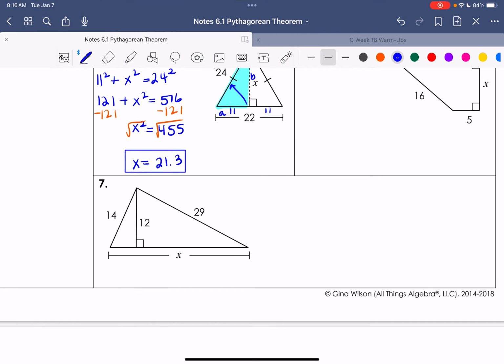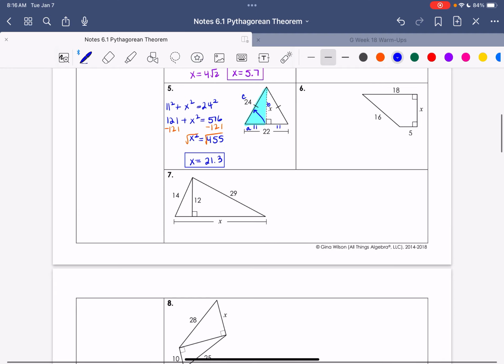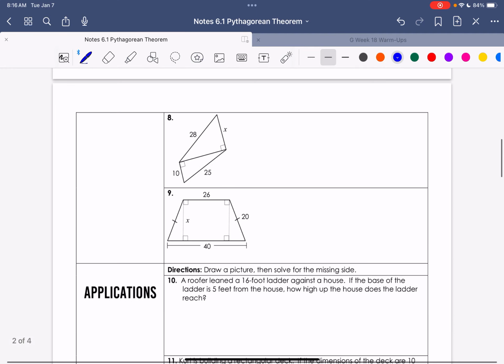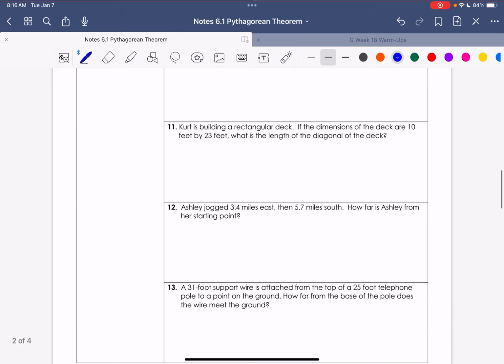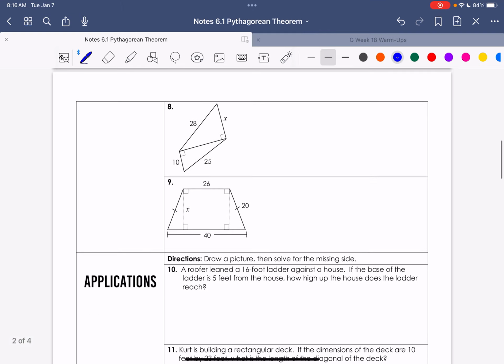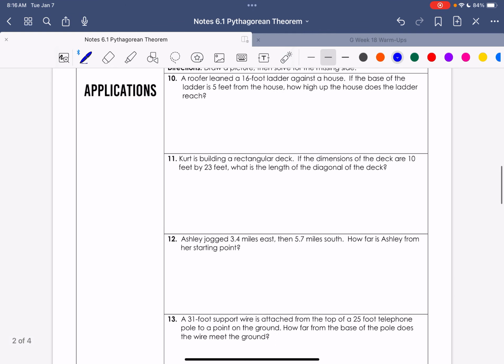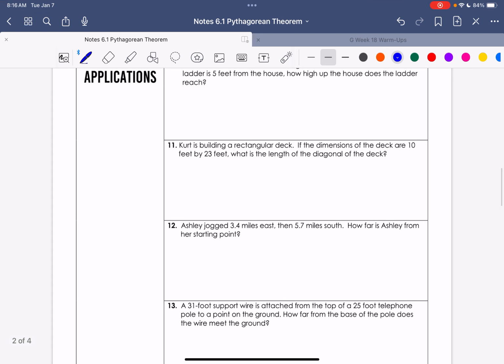Okay, let's skip number 7 for now. Let's now turn to the back. Actually, I think we should go now to the application. So we have 4 word problems. Let's do 2 of these word problems and then we can be done from here. Okay, so let's keep to the pattern. We were doing odd numbers, so let's do odd numbers. Let's look at number 11.